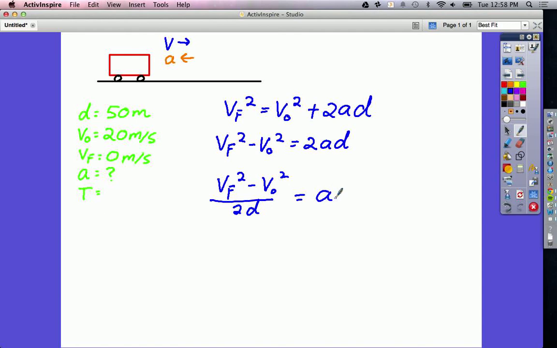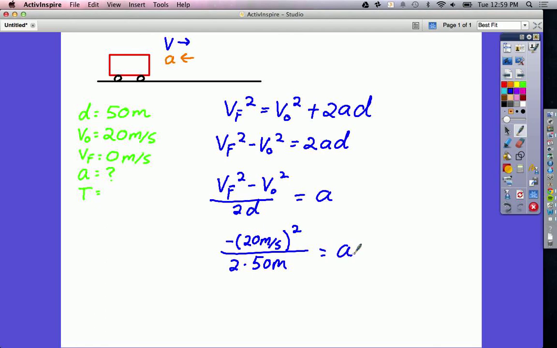Now we just have to plug in our numbers. Final velocity was 0, so I'm not going to write down 0 squared. I'll just skip that. But we have to make sure we leave the negative. Very important. So negative. And the initial velocity was 20 meters per second. And we square it, divided by 2 times the distance, which was 50 meters.